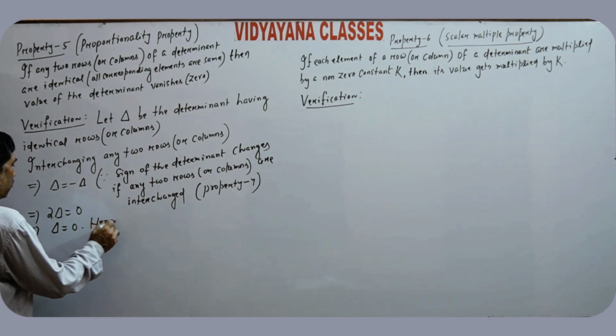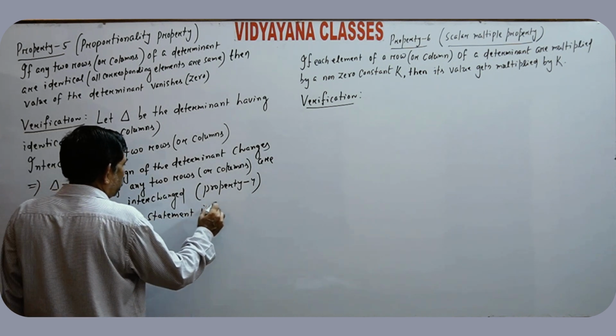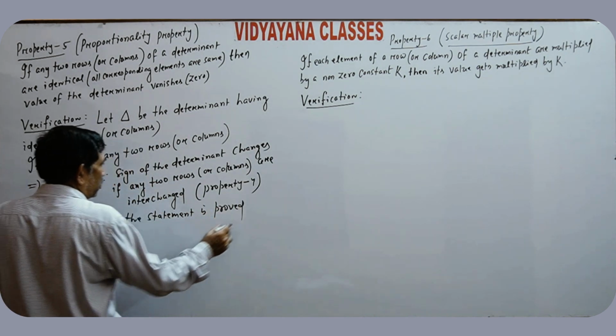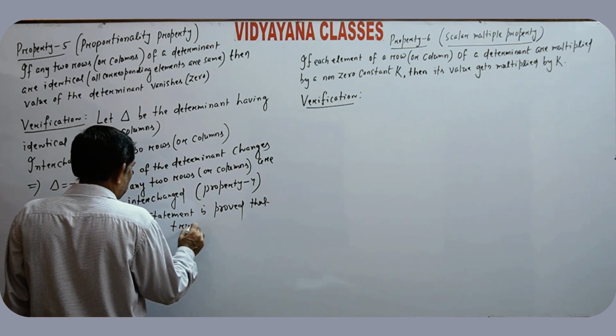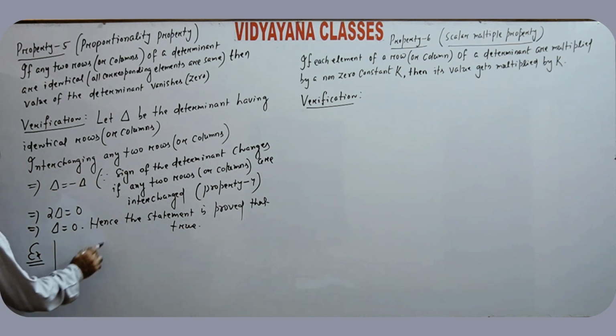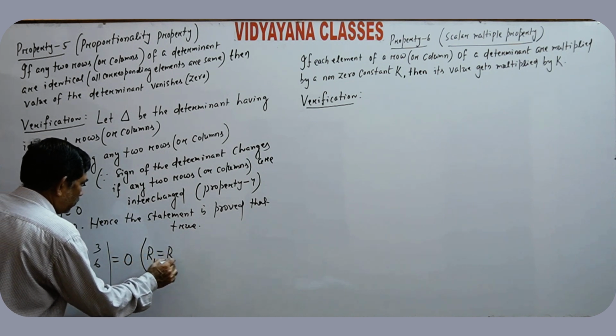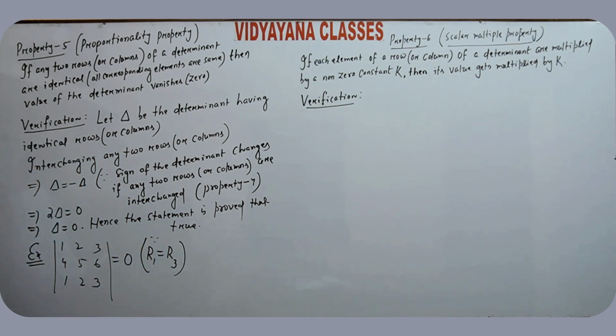Hence the statement is proved to be true. Hence the statement means property 5. For example, the determinant with rows 1, 2, 3; 4, 5, 6; 1, 2, 3 is equal to 0. Row 1 and row 3 are identical. Row 1 contains 1, 2, 3. Row 3 contains 1, 2, 3. According to property 5, the value of the determinant vanishes if any two rows or columns are identical.